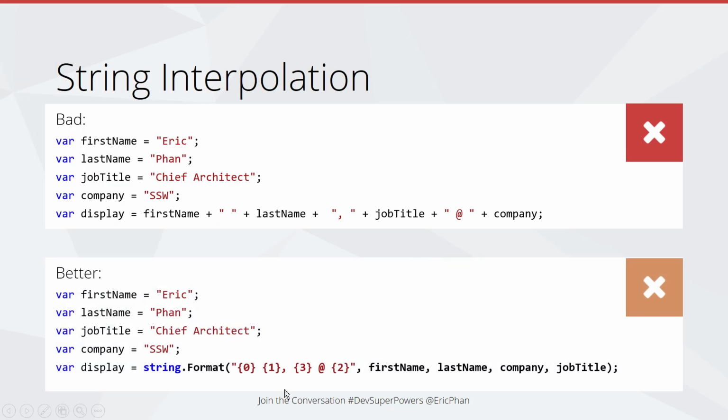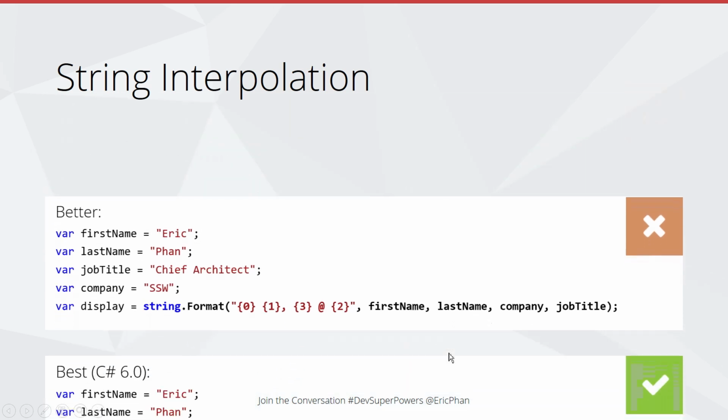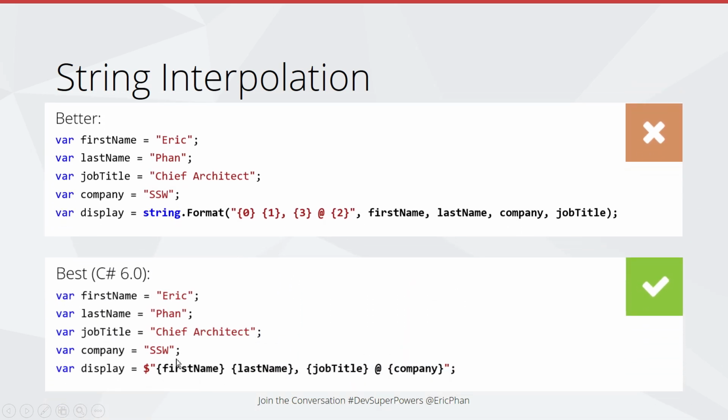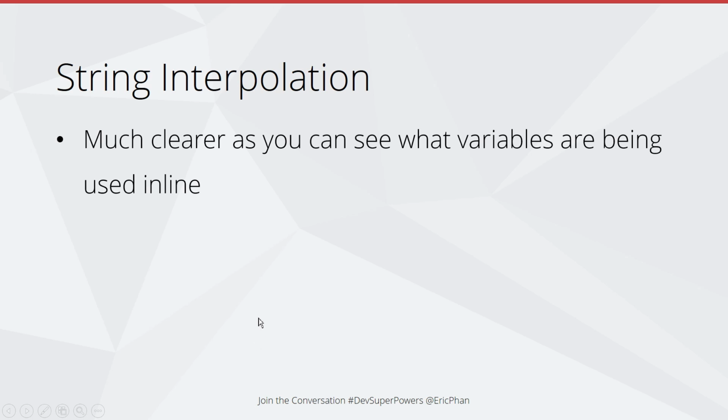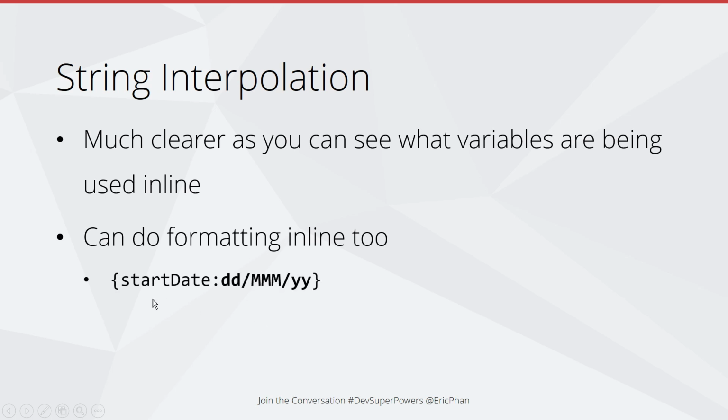Okay, so it's better if you use string format, but like I said, there's problems where you have to play around with the parameter numbers and things like that and try to match up which index is which parameter. So C# 6 gives you string interpolation. So all you need to do is put the $ in front of your quotes and then actually put in your variables in the curly brackets instead of the index. Okay, it's much, much cleaner. And you can see exactly what variables are being used. And you can do formatting inline too. So if you've got a date, we can specify the date format right there with the variable.